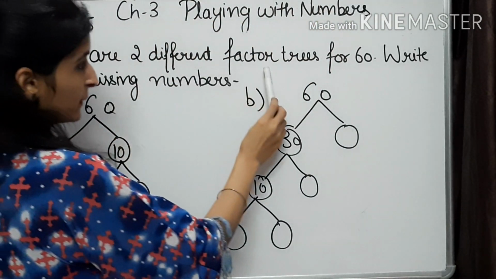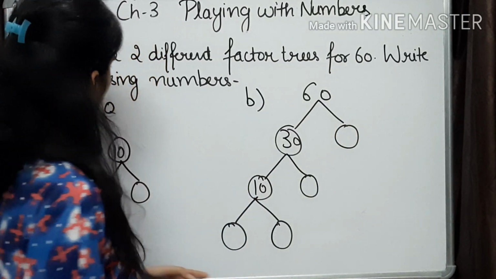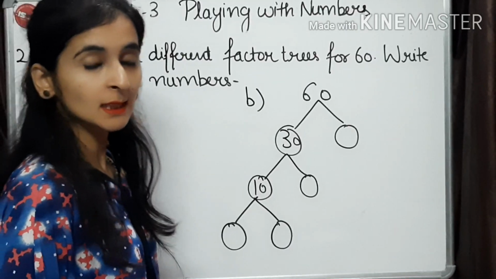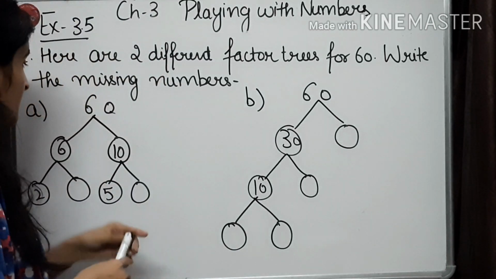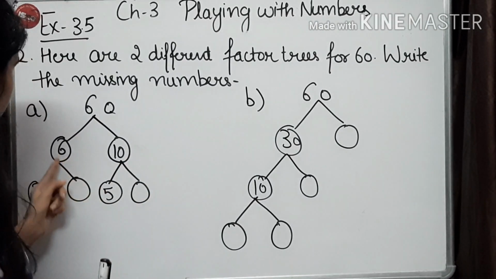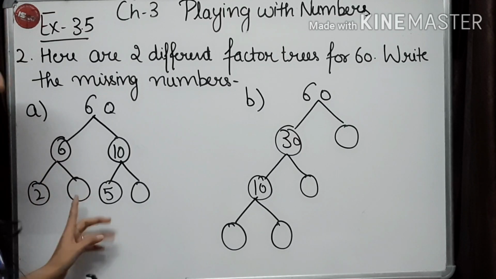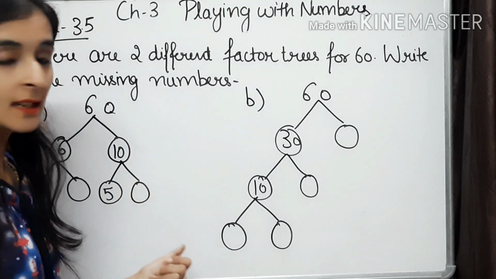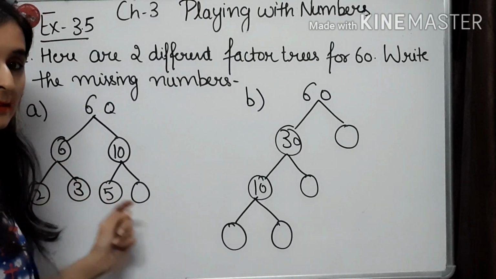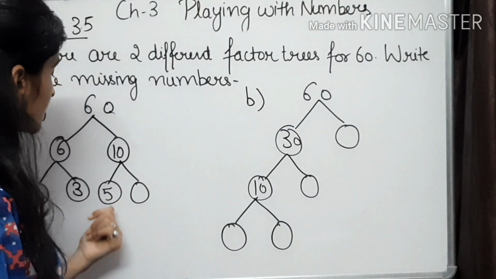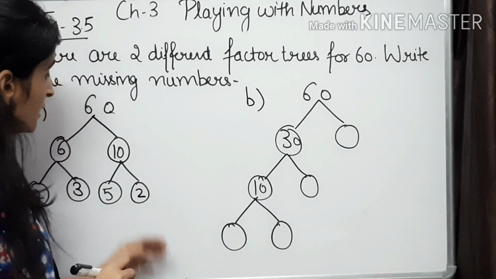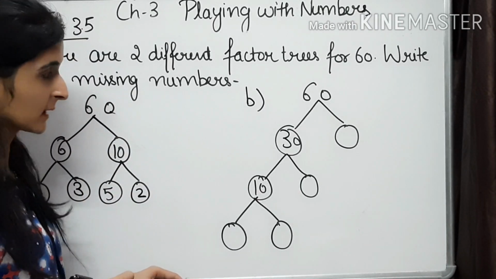Here are two different factor trees for 60. Write the missing numbers wherever you find a number missing. 60 can be written as 6 tens are 60. After that, 6 can be written as 2 threes are 6. So what will we write here? 3. Then 10 can be written as 5 twos are 10. So I will write 2 here. That is how we have to complete this factor tree.